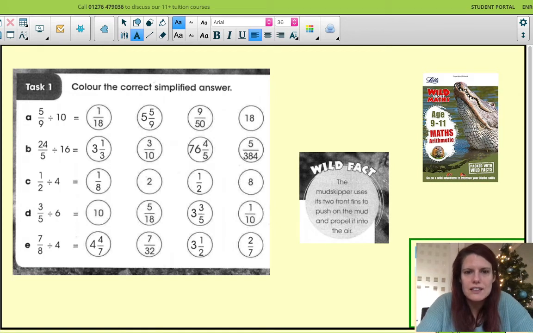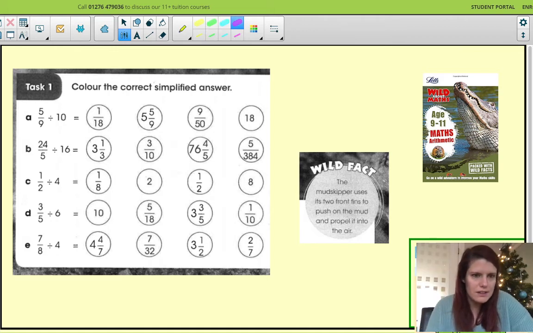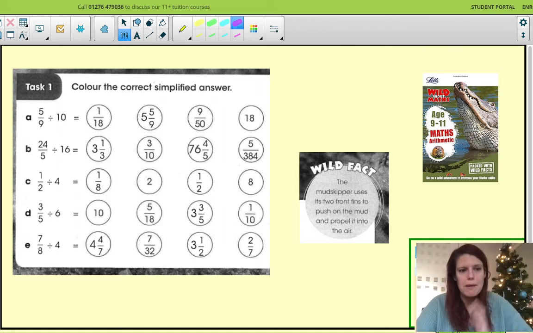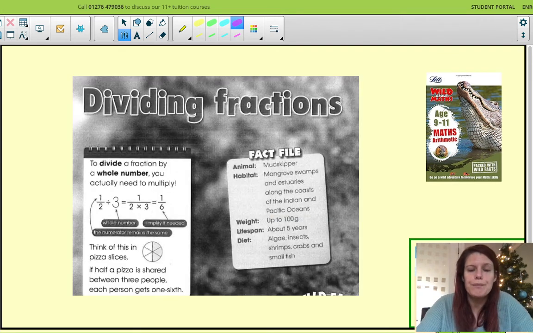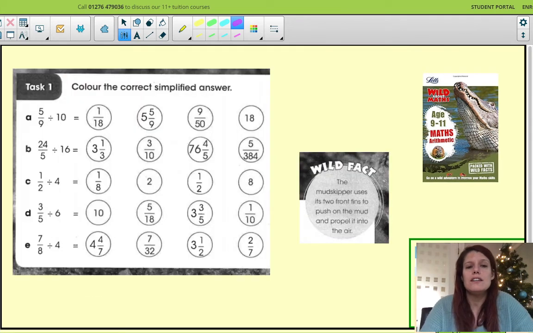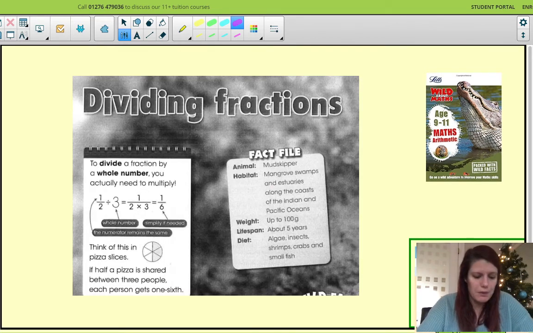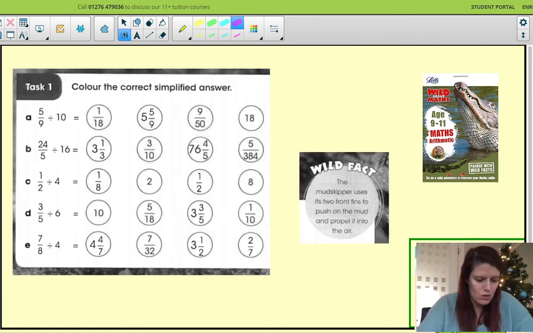Let's get my highlighter. So 5/9 divided by 10. If we remember, go back to our example, the numerator stays the same and we would times the denominator by the whole number. So it would be 9 times 10, which is 90, 5/90. And then we would have to simplify that all the way down to 1/18.